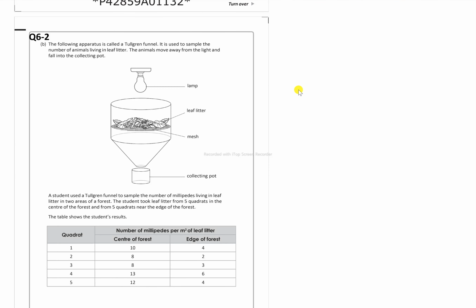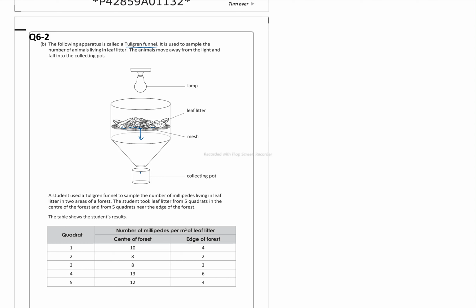Right, okay, here's a Tullgren funnel. It's to help study and take samples of animals. So what happens is you've got the light that's getting animals or little creatures to hide behind underneath the leaves, and then the small ones will fall into here, the larger ones will stay there.